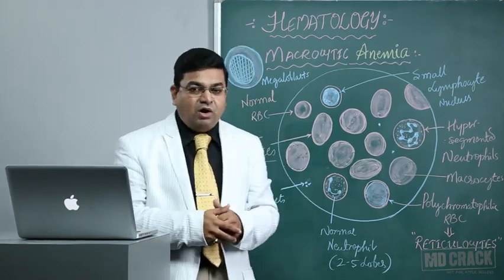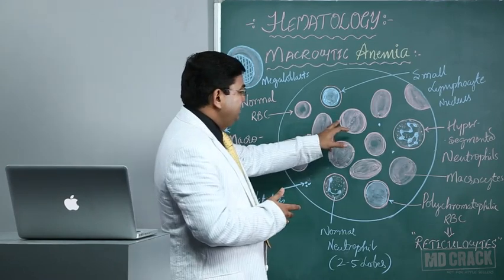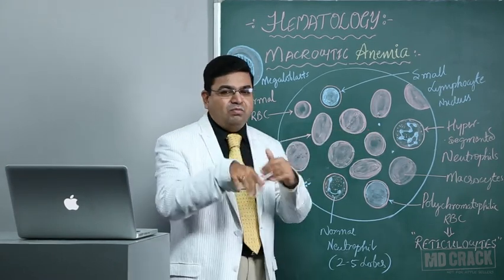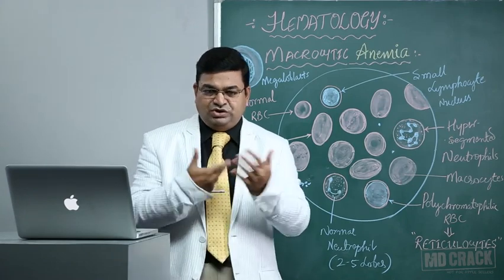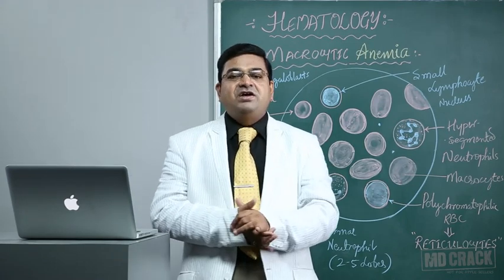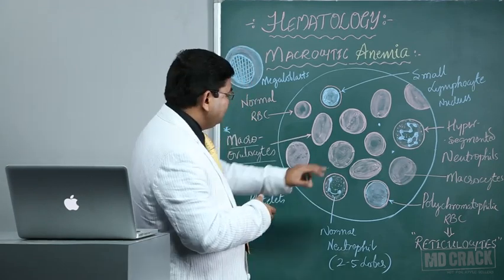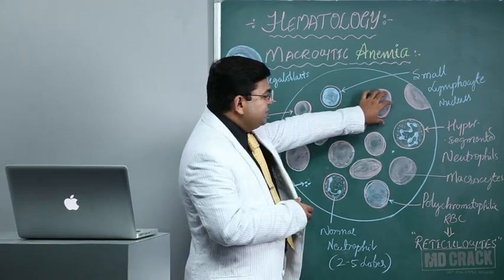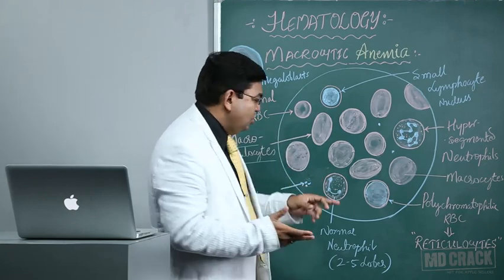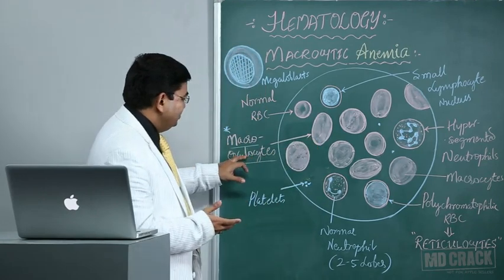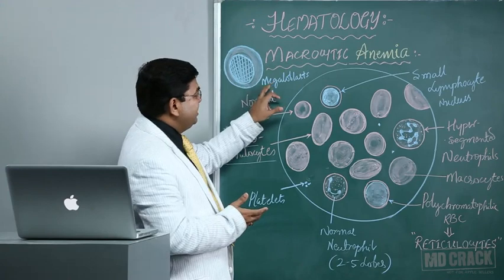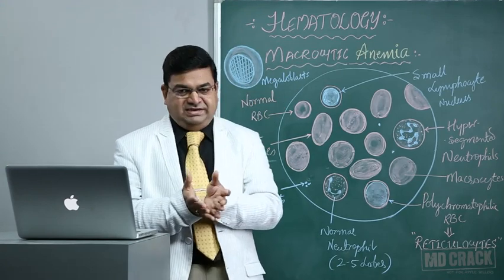Whereas to call it macrocytic anemia, we need a mean corpuscular volume of more than 100 femtoliters. Usually we see 110, 120 femtoliters in a well-established case of megaloblastic anemia. These RBCs are not only macrocytic, they are also macro-ovalocytic. These macro-ovalocytes are more important for diagnosing megaloblastic anemia.